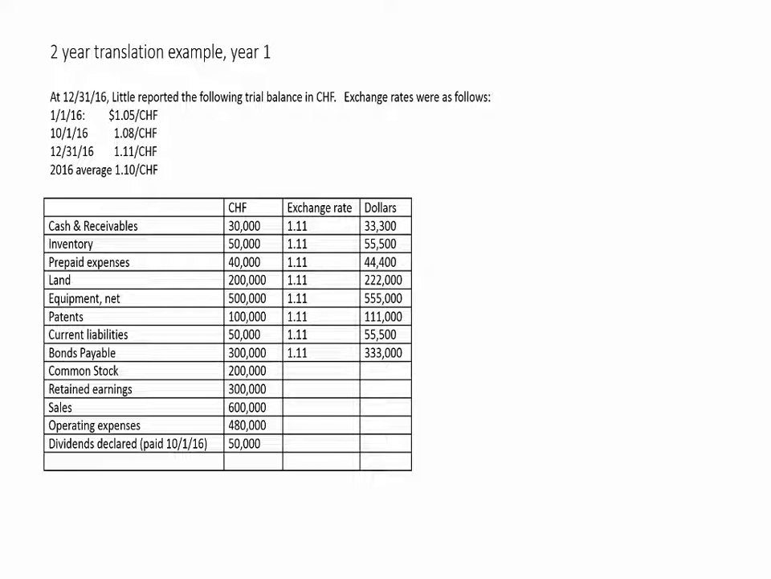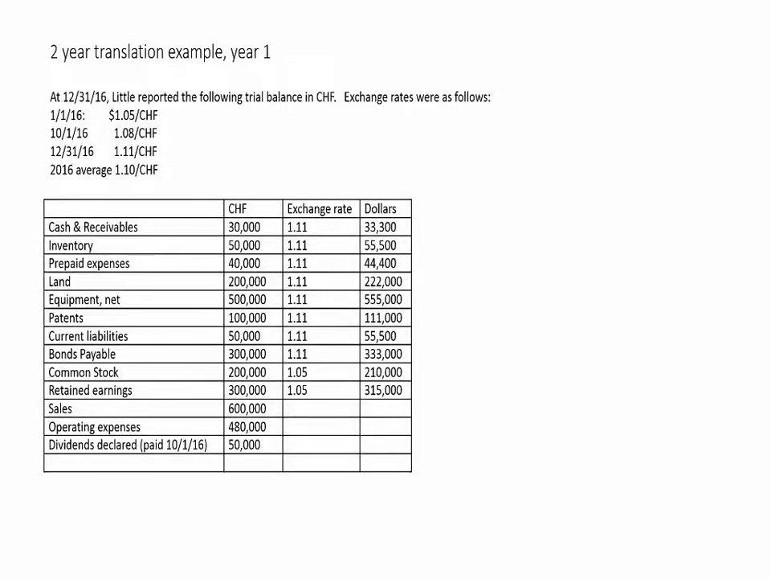So all of those Swiss franc numbers multiplied by 1.11, the 1231 exchange rate. The paid-in capital account, common stock, is going to be translated at the historic rate from the date of acquisition. Retained earnings, as indicated earlier, retained earnings will be translated the first year at the date of acquisition exchange rate. Subsequent years, that retained earnings figure will be carried forward from the previous year's worksheet. Revenues and expenses at the average rate of $1.10. And finally, dividends at the rate on the dividend date, so $1.08 per Swiss franc.